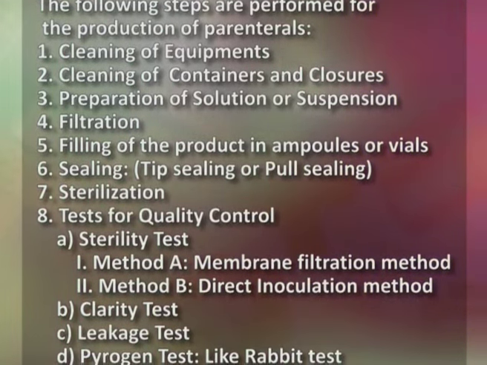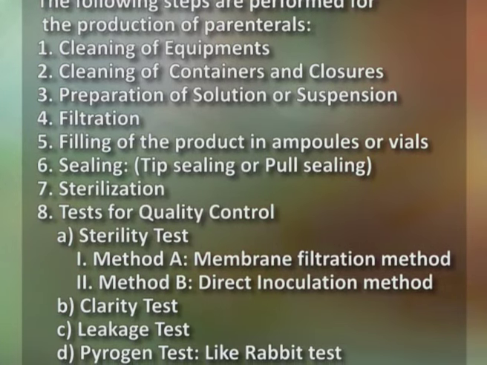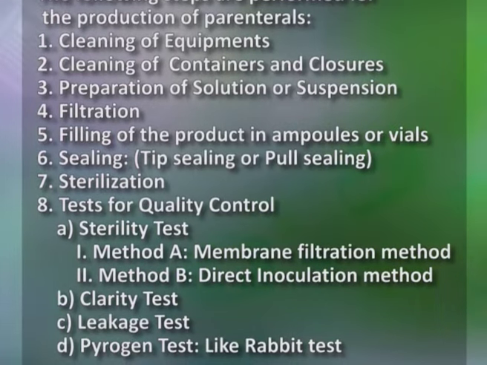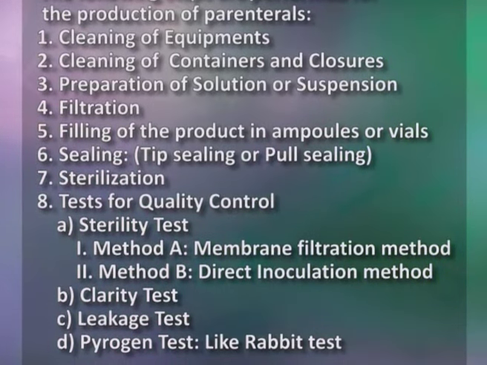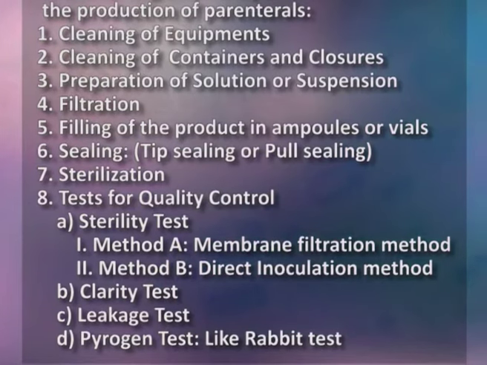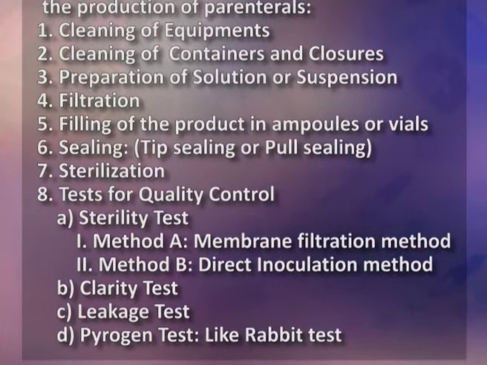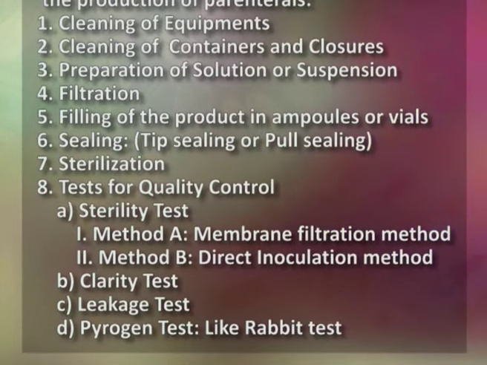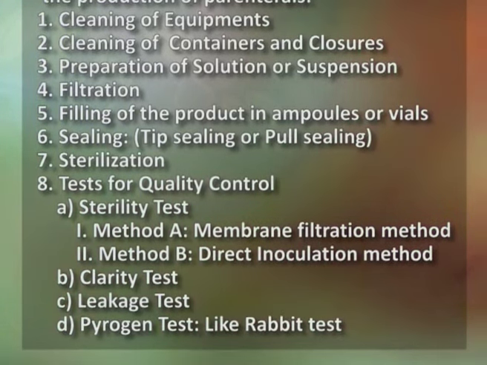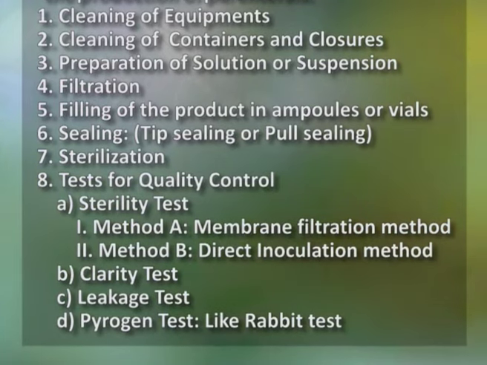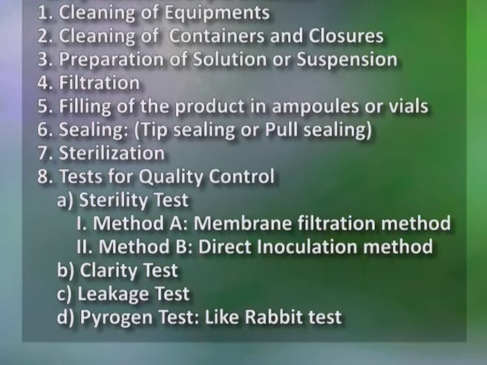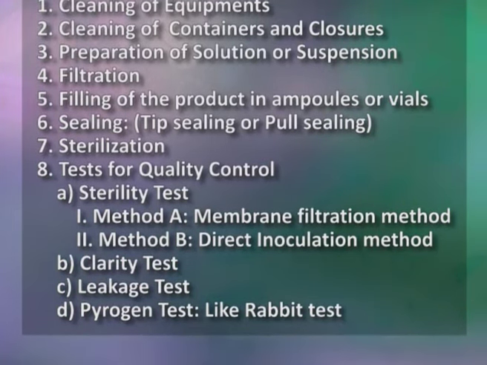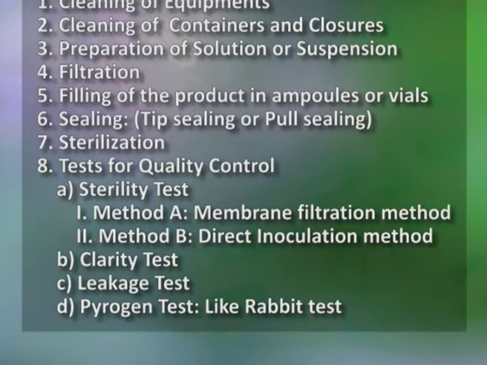The important tests or quality control parameters are, first is sterility test. As per IP, there are two methods, method A and method B. Method A is membrane filtration method and method B is direct inoculation method. Second is clarity test. Third parameter is leakage test. Fourth is pyrogen test like rabbit test.